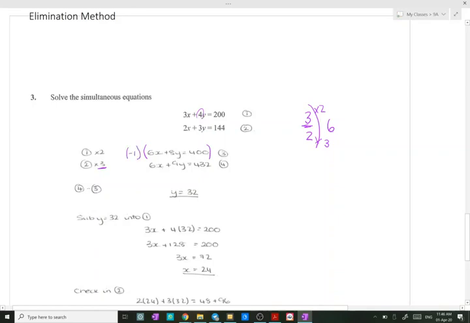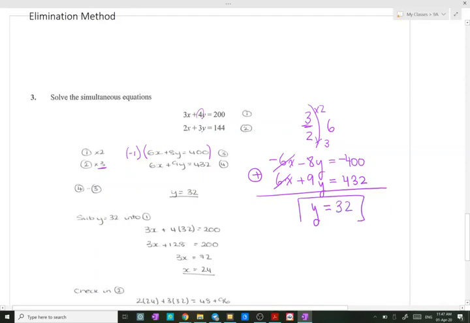Why is that? Because as a result, I'm going to have minus 6x minus 8y equals to minus 400, and 6x plus 9y equals to 432. And now I can add, and while I'm adding, I eliminate the x. So here I'm going to have minus 8 plus 9, it's y, which is equal to minus 400 plus 432, it's 32. So y is equal to 32.